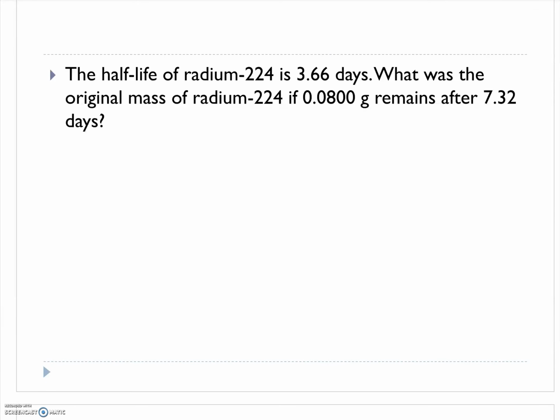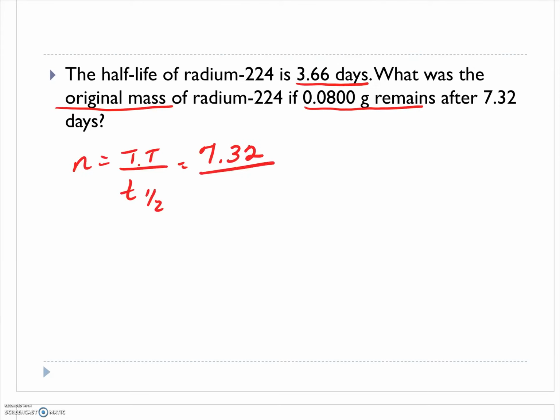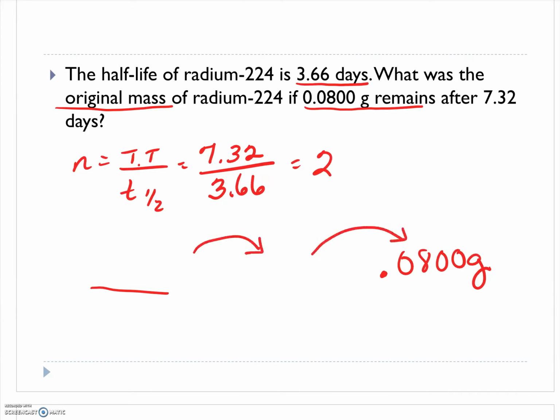Okay. The half-life of radium-224 is 3.66 days. What was the original mass? So we don't know what we're starting with if we have this that remains. So once again, we're still starting with our formula. Total time, 7.32. Half-life, 3.66. For 2 half-lives. Well, we don't know what we're starting with, but we know we are ending up with 0.0800 grams. So it has gone through 2 half-lives to get to that.